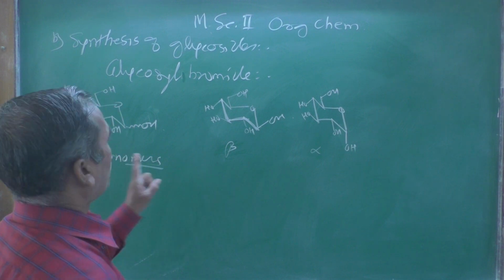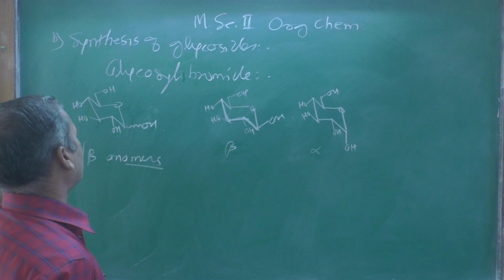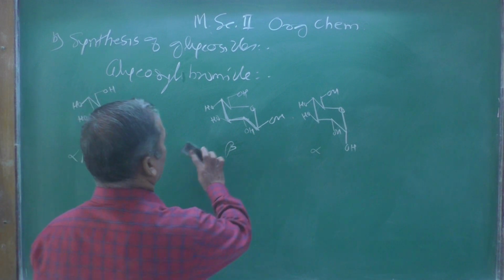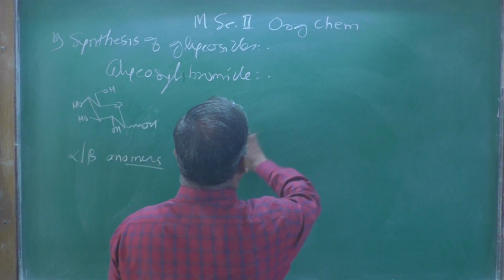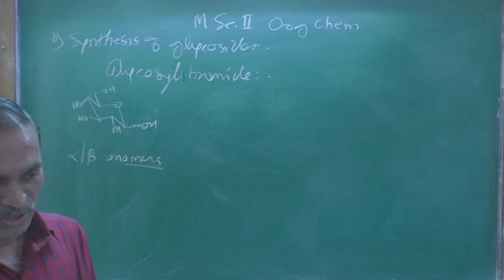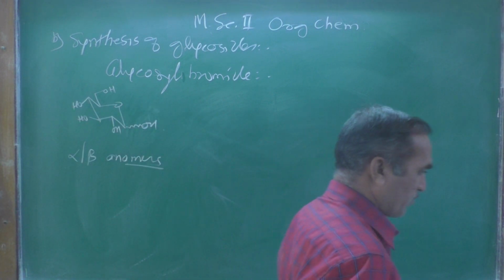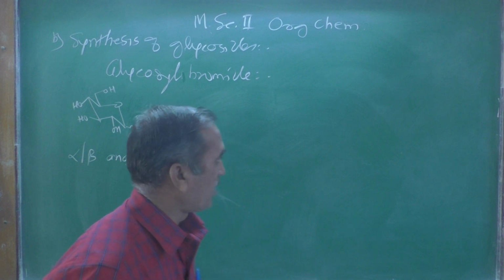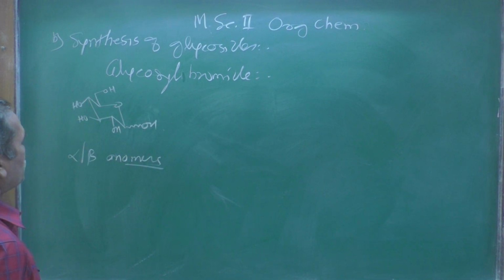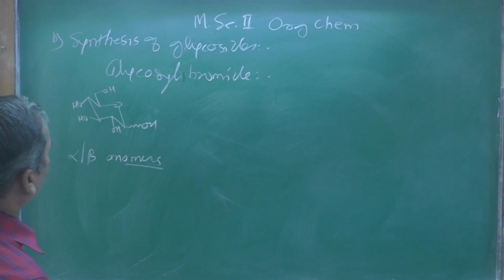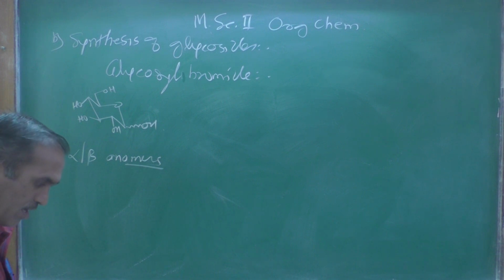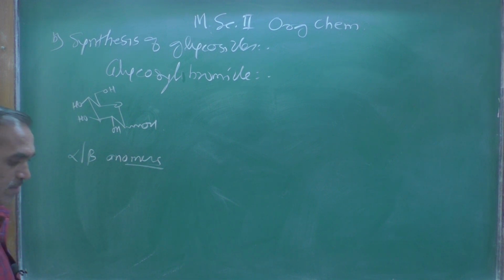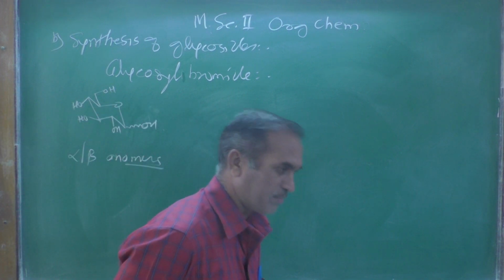Now let us see over here. If you observe these structures carefully, this alpha and beta are a mixture of anomers. Anomers means what? They are diastereomers that differ in configuration only at one carbon atom. That type of diastereomers are known as anomers of each other, and alpha and beta are the anomers when they are in the ring form. Then we can call it alpha or beta.